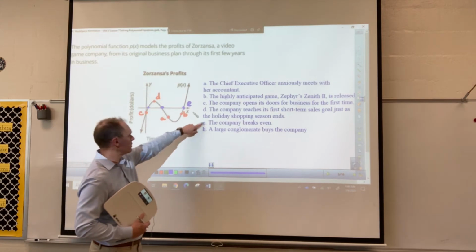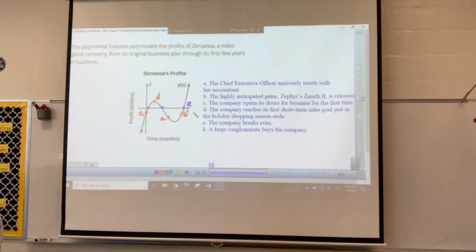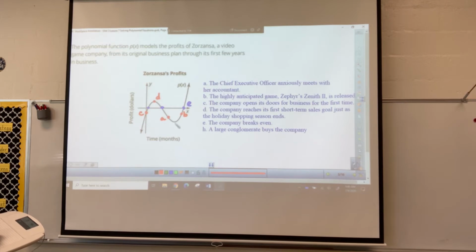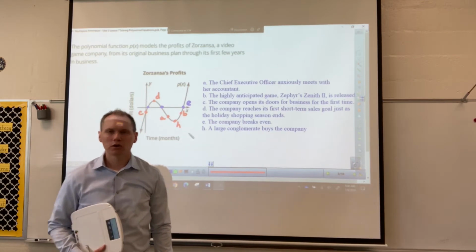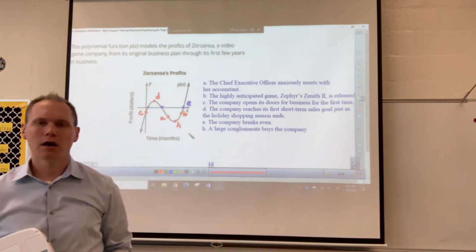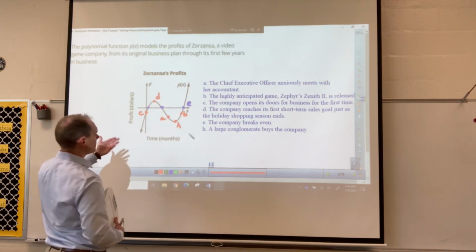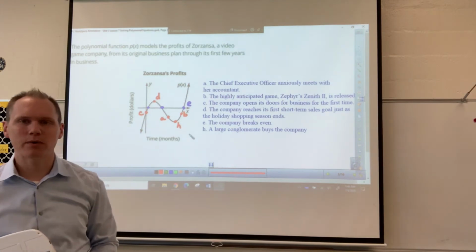And then I skipped a few here, so we're going to actually go down to H. And a large conglomerate buys the company. So I'm going to say that happened here, maybe at the bottom here. So I'm going to say that's H. So they bought the company, and then they released Zenith 2, and then it drove up the prices from there. So that large company that bought this business maybe turned things around quite a bit towards the end. So that just kind of gives you an example of how to relate a graph to its context and different things that happen in the graph.